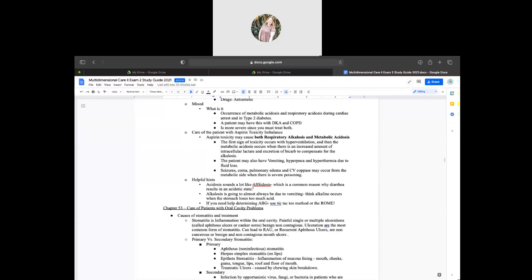Here are some helpful hints. Remember, acidosis kind of sounds like diarrhea, which is a common reason why diarrhea results in an acidosis state. Alkalosis, remember, alkalosis, that kind of sounds like hack, maybe because of vomiting. Think alkalosis occurs when the stomach is losing too much acid. Remember, you can use ABG ROME, tic-tac-toe, check marks, whatever you need to do to help determine that ABG.